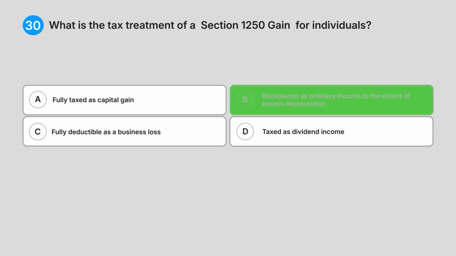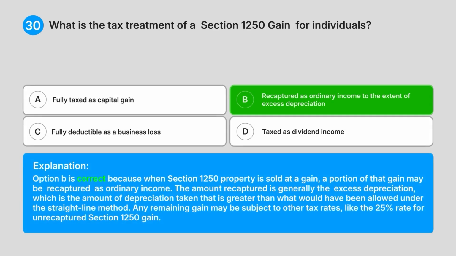Correct answer, B. Recaptured as ordinary income to the extent of excess depreciation. Explanation. Option B is correct because when Section 1250 property is sold at a gain, a portion of that gain may be recaptured as ordinary income. The amount recaptured is generally the excess depreciation, which is the amount of depreciation taken that is greater than what would have been allowed under the straight-line method. Any remaining gain may be subject to other tax rates, like the 25% rate for unrecaptured Section 1250 gain.